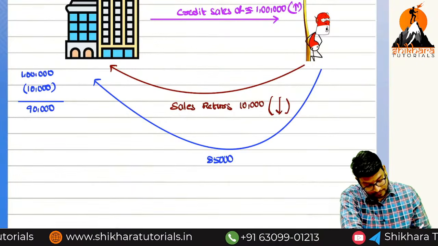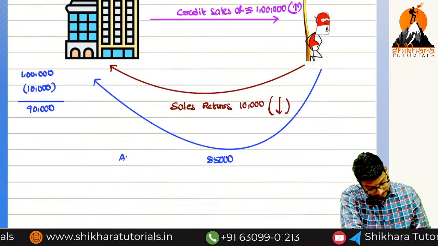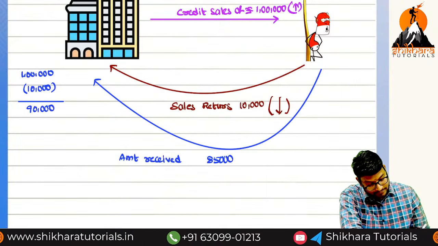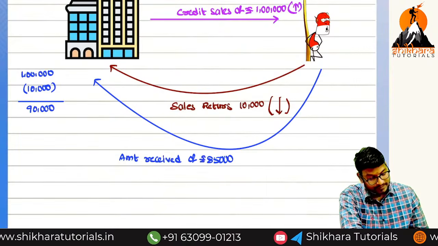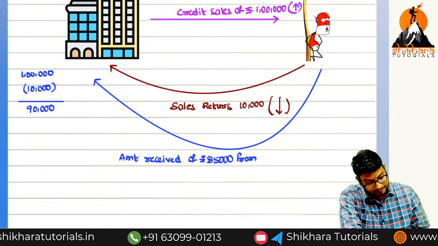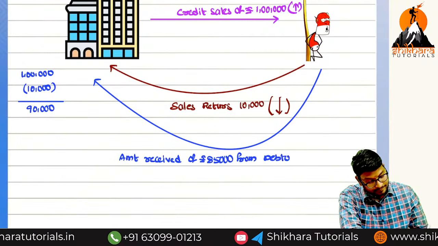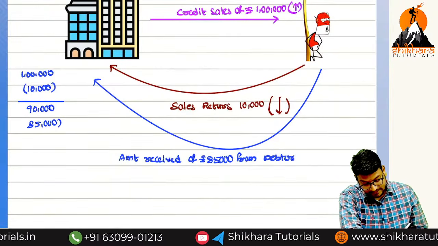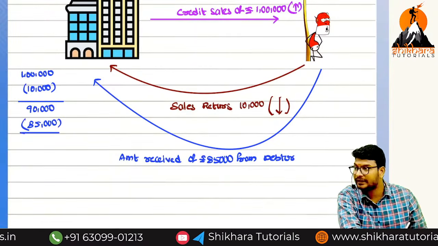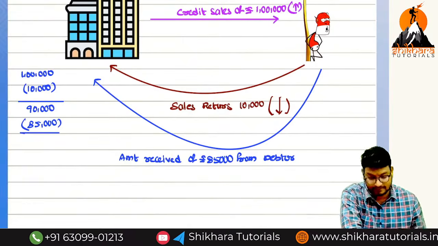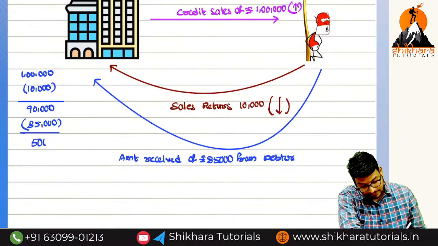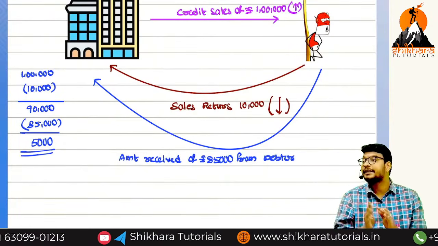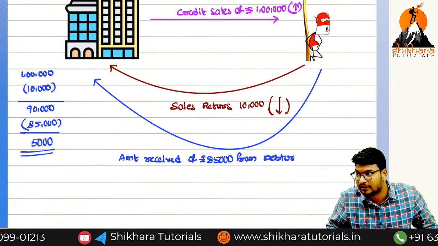Okay? Amount received of rupees 85,000 from debtor. Now he has paid how much? 85. The balance is going to decrease or increase? Going to decrease. Now what is the actual balance? 5,000. So we are telling him there is no need to pay the 5,000.